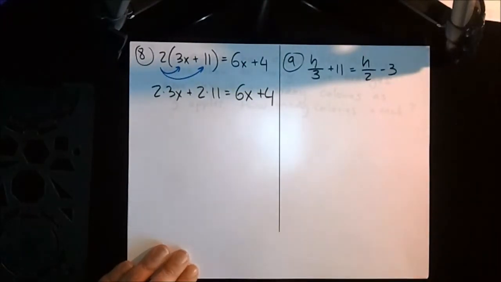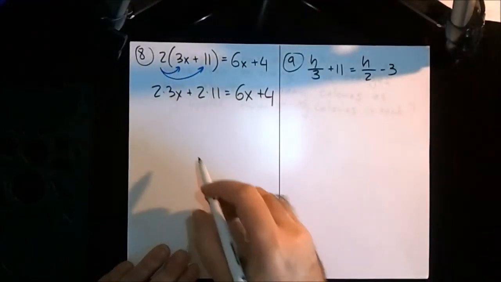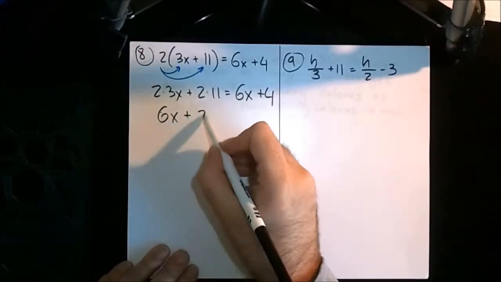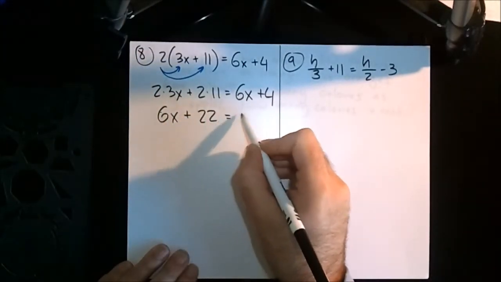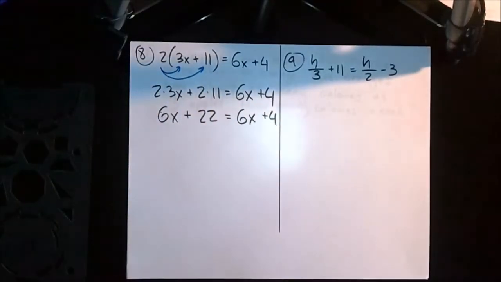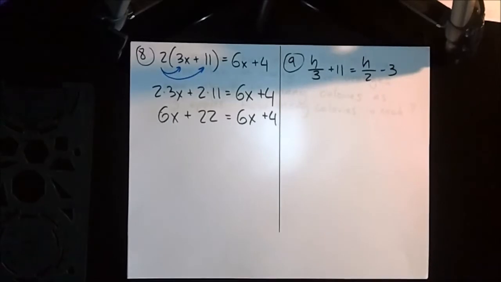It's not bad at all. 2 times 3x is 6x plus 2 times 11 is 22 equals 6x plus 4. Alright, now I gotta get rid of one of the variable terms, except they're both the same. They're both coefficient of 6. Which one do I get rid of? Doesn't really matter, because if I get rid of one, I'll get rid of the other one.